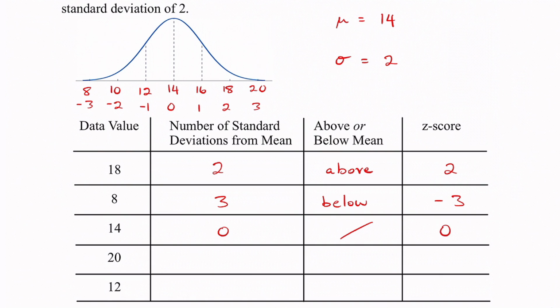Looking at 20 next, that one was 3 above. So our answer for this one is, again, above. And our Z-score would be a 3. And the last one, a 12, is just 1 below. So 1 below, and that's a -1.